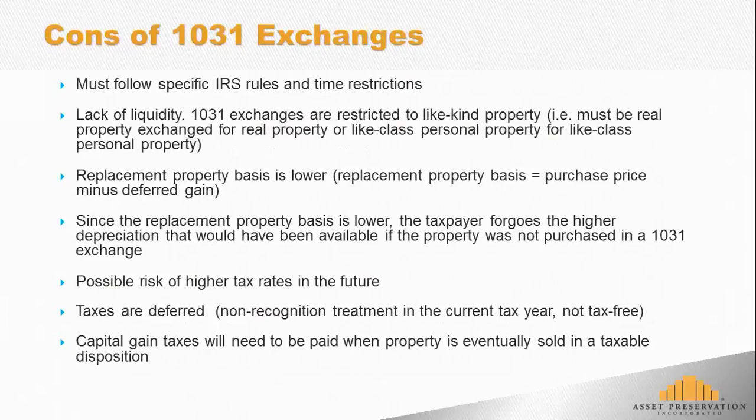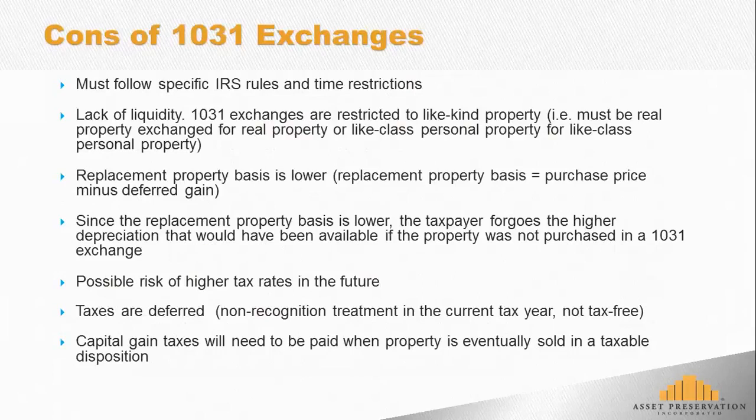With personal property exchanges, and we'll get into this in more detail in a later segment, the rules are also much more narrow and specific. The taxpayer has to acquire like class personal property or property within the same North American Industry Classification codes. So an aircraft has to be exchanged for another aircraft, very narrowly.